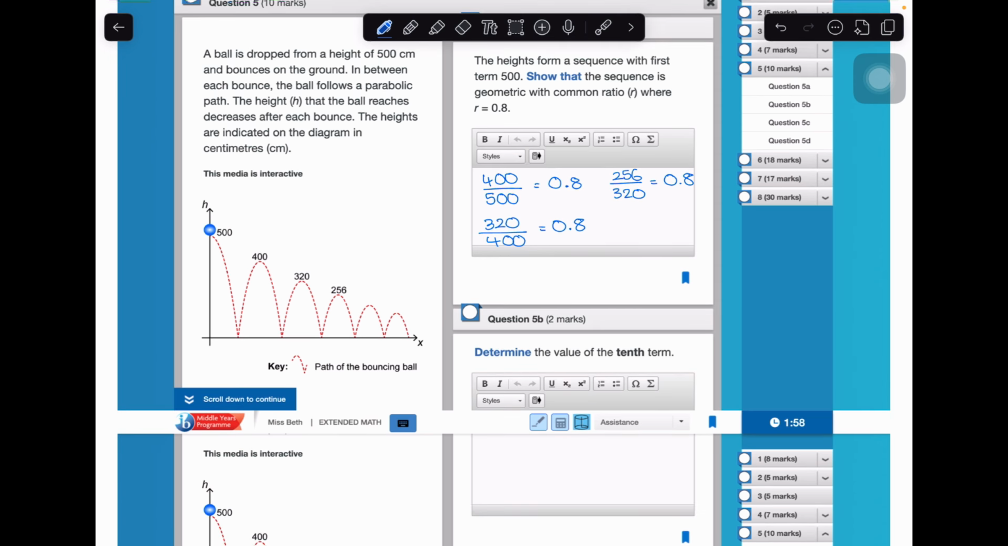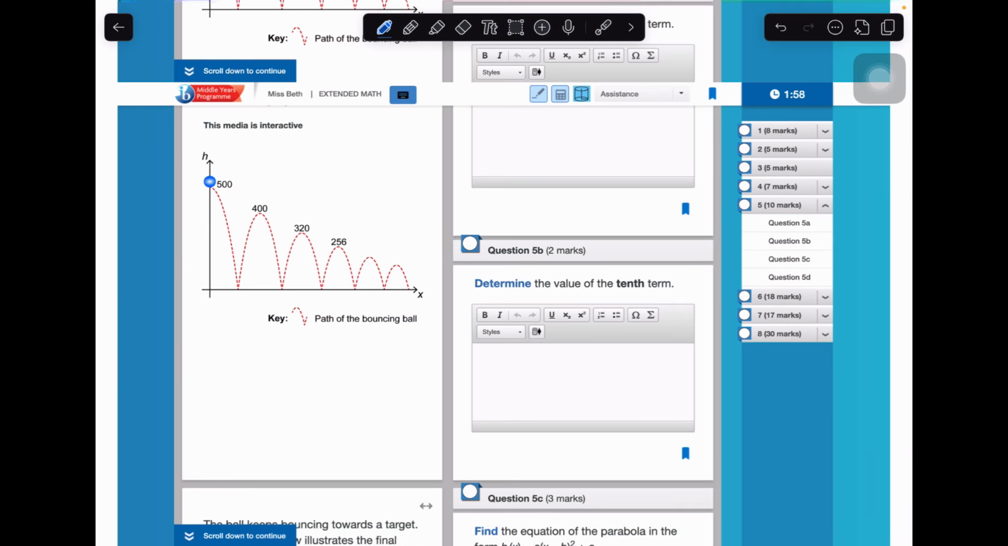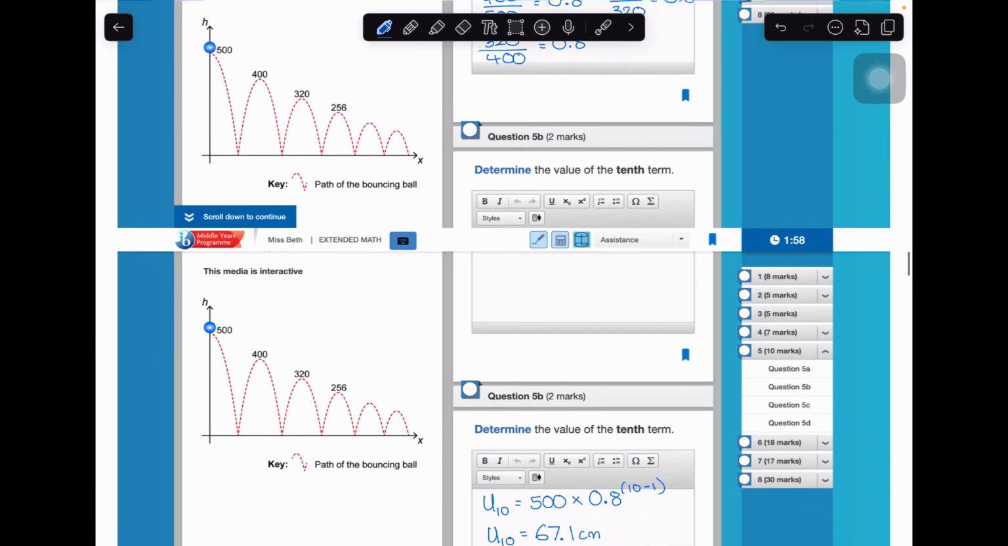So then we want to determine the value of the 10th term. So we know this is a geometric sequence, okay? So U10 would be equal to the first term, so 500, multiplied by the common ratio, which is 0.8, to the power of 10 subtract 1, okay? And then this just needs to go into your calculator, and you should find that U10 is equal to 67.1, and this is centimeters, I think. Yes, centimeters.